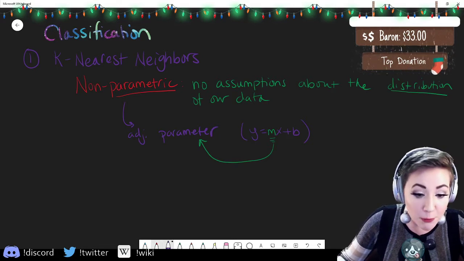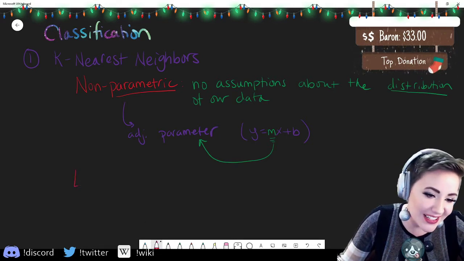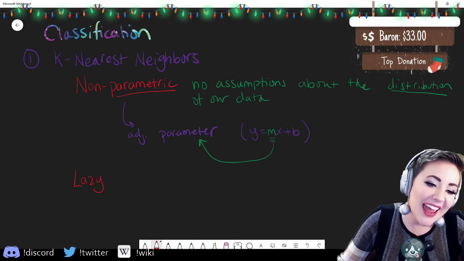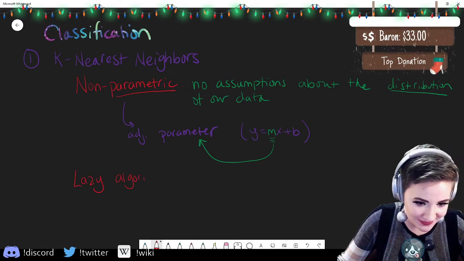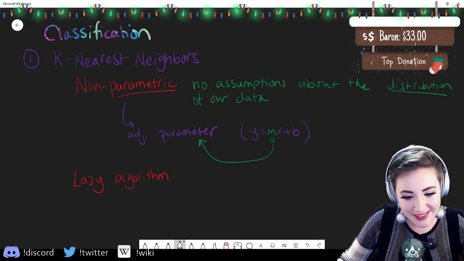Okay, there's one more term that I want you to learn. This one's kind of fun a little bit, is that K nearest neighbors is a lazy algorithm. It's lazy. I love that so much. I don't know why.